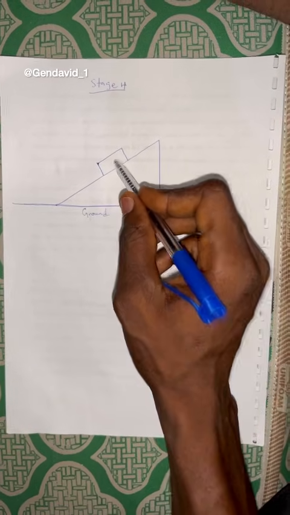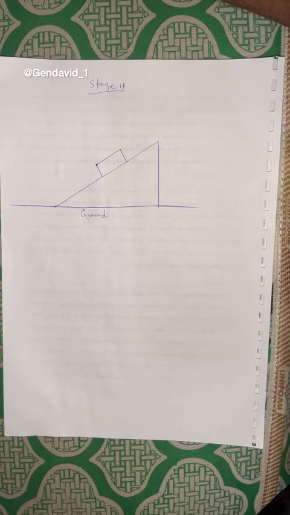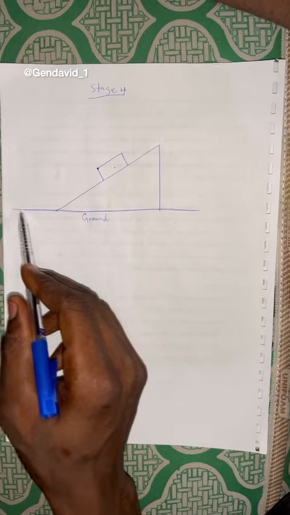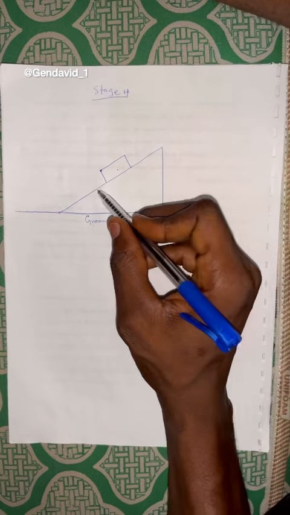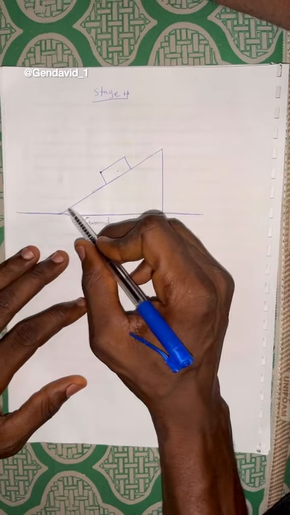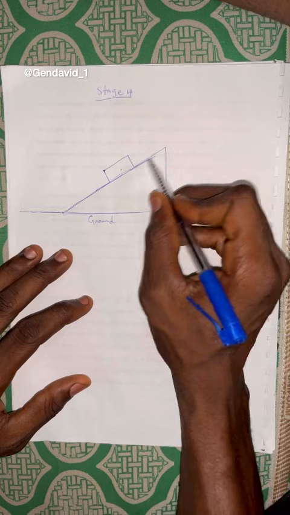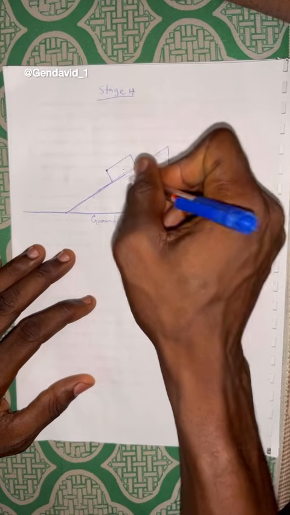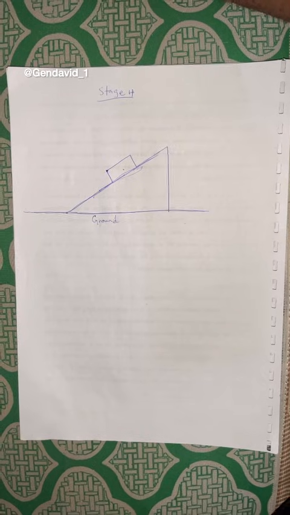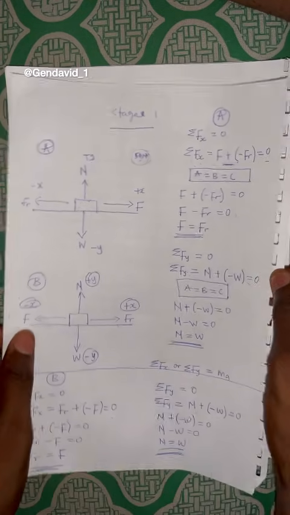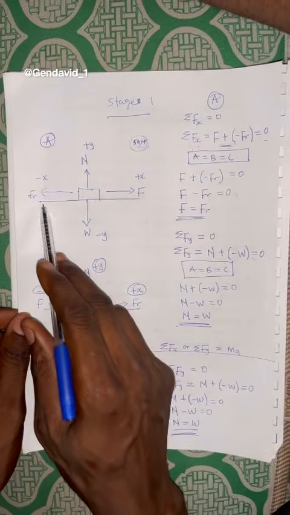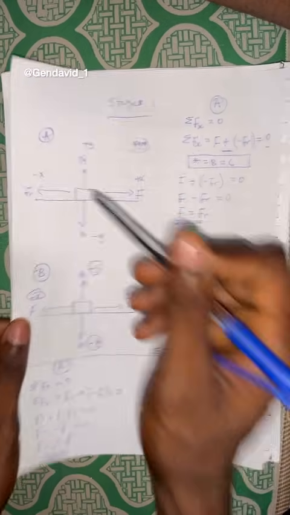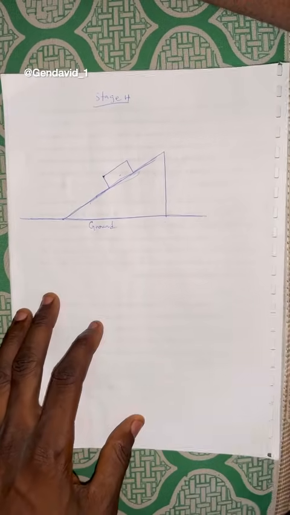Once the object is placed like this on the inclined plane, my dear sister, my dear brother, then this ground is not the surface again. This is our surface, because this is the surface on which this object rests. Unlike the second case that we did, where all of these were horizontal surfaces, you can see the way the object is placed. But this one now, the object is placed like this.